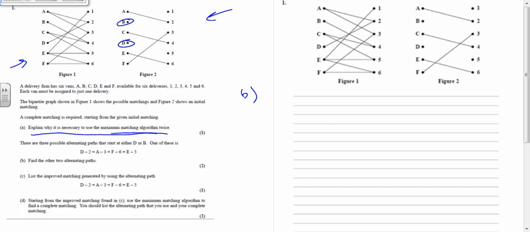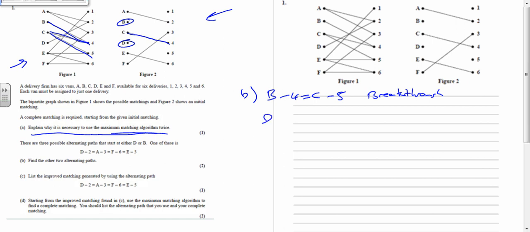Let's start off with B. So we see that B can be matched to 4. And again, we then go back from what 4's already matched to. So 4 is already matched to C, which then goes to 5, which will then be a breakthrough. So that would be one of them, and that's the only thing we can do with B.